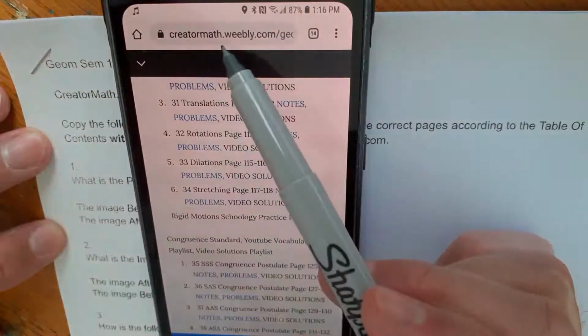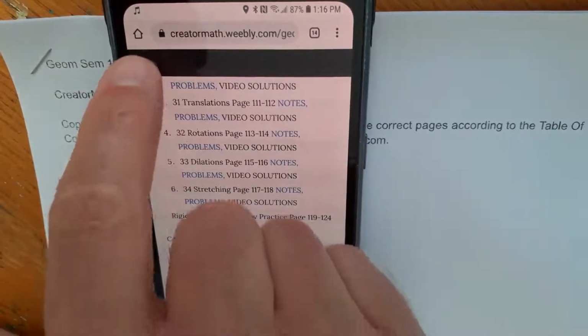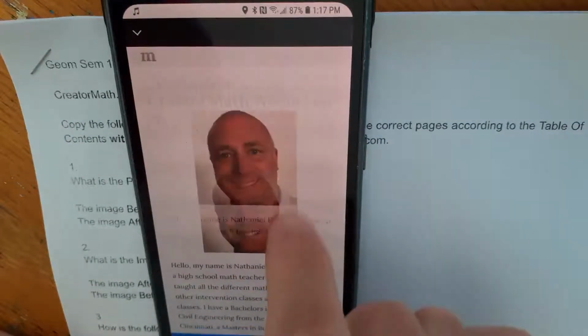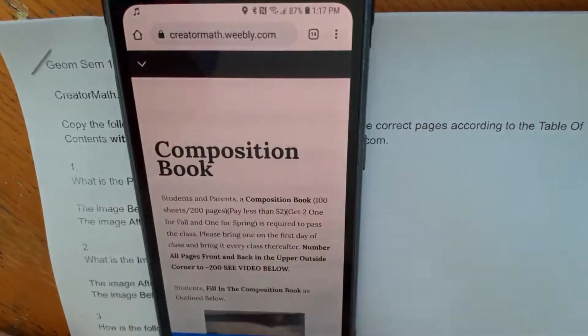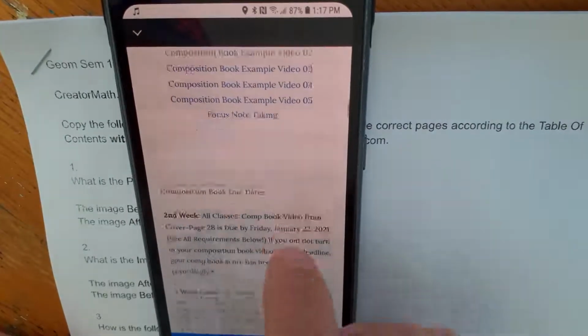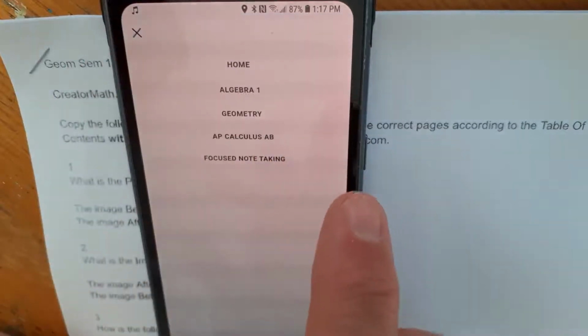This is the website here, creatormath.weebly.com. That's what you should Google. Hopefully you can get to this home page. Under this home page is all the information on how to put your composition book together. Just find the large print composition book, follow all these directions, watch all these videos, and do the work, and you should have a 90 to 100% on your composition book.